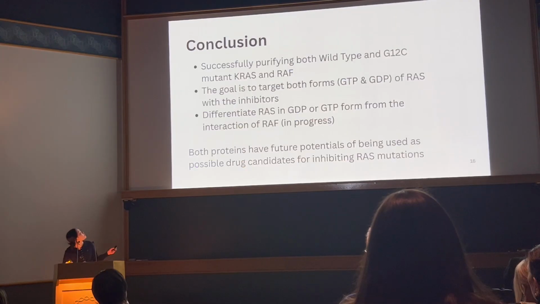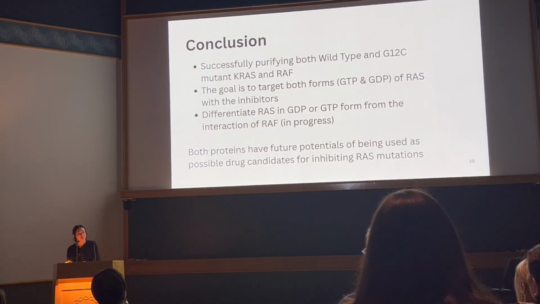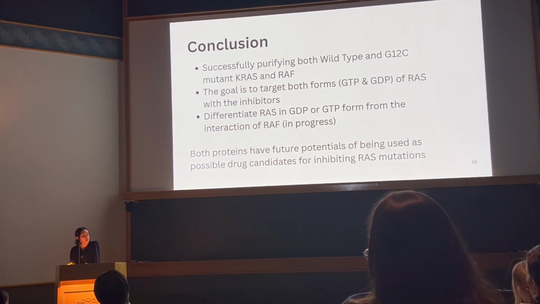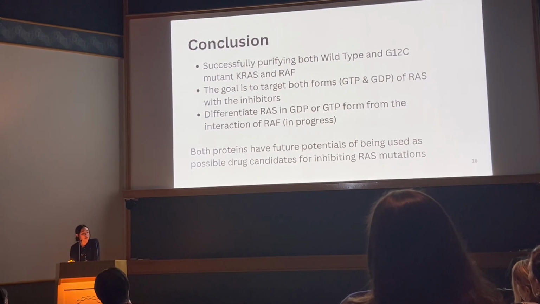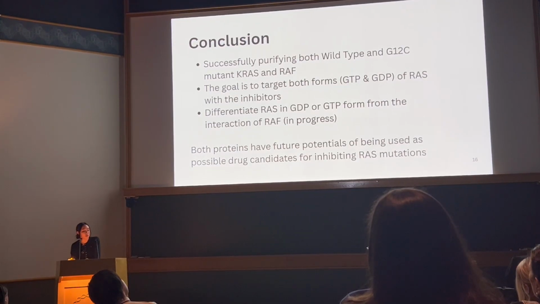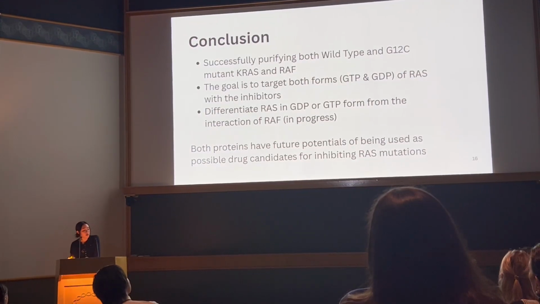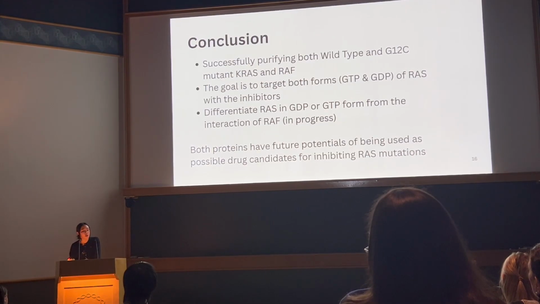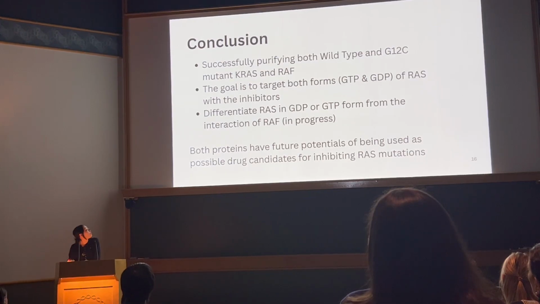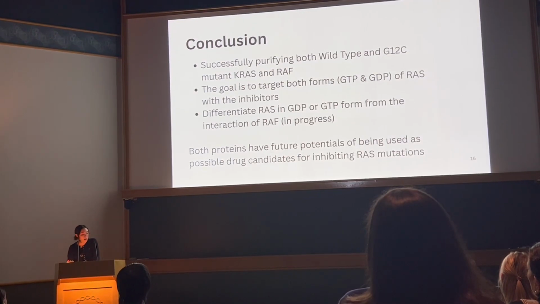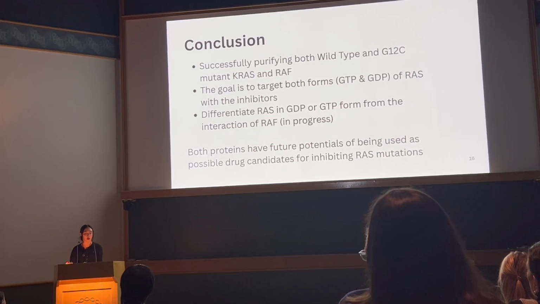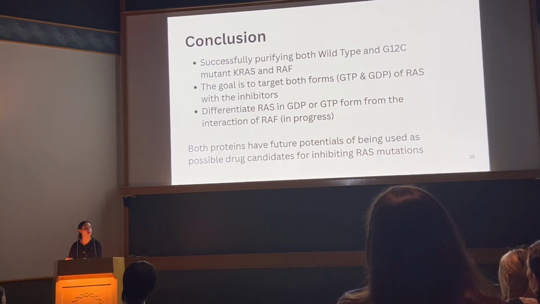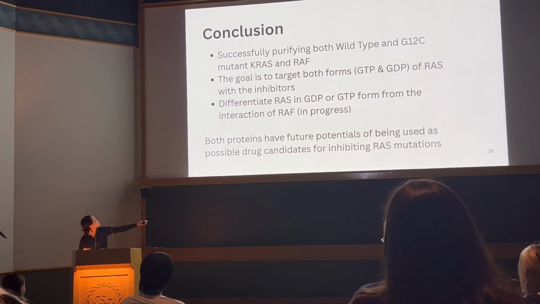So for our conclusion, we successfully purified both the wild type and the G12C mutant KRAS and the ROF, and our goal is to target both forms, the GTP and the GDP ROS, with the inhibitors. And also, although we're still in progress, we want to differentiate the ROS in GDP or GTP form with the interaction of the ROF. And both proteins, ROF and ROS, have future potential of being used as possible drug candidates for inhibiting the ROS mutations. Thank you.